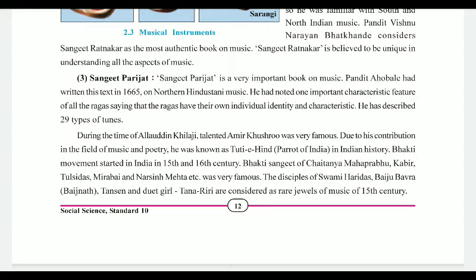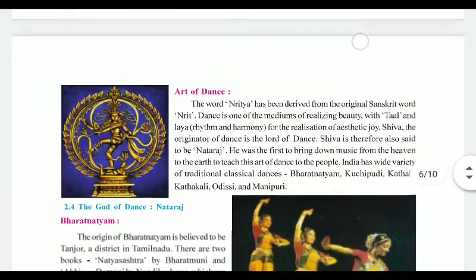In Indian history, the Bhakti movement started in India in the 15th and 16th century. Bhakti Sangeet of Chaitanya Mahaprabhu, Kabir, Tulsidas, Mirabai, Narsi Mehta, they were very famous. The disciples of Swami Haridas, Baiju Bawra, Tansen, Dhondu, Tanariri are considered the rare jewels of music of the 15th century. Art and dance.